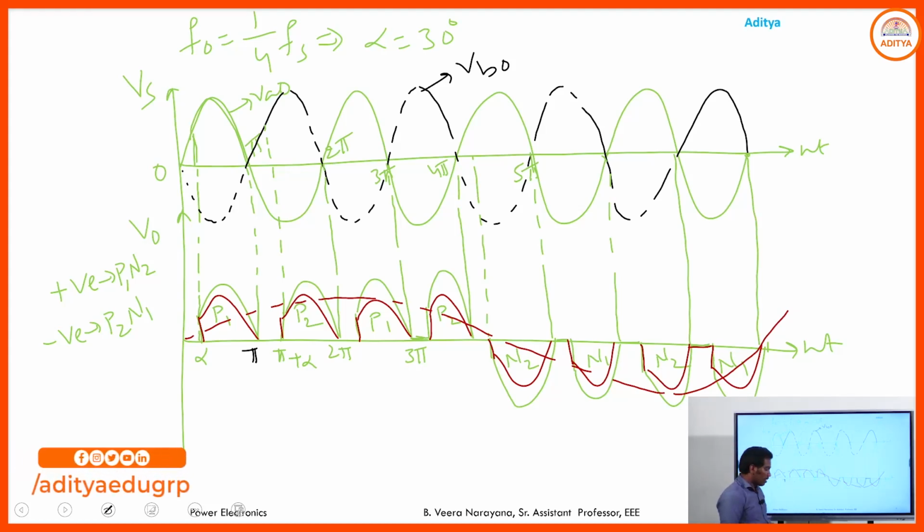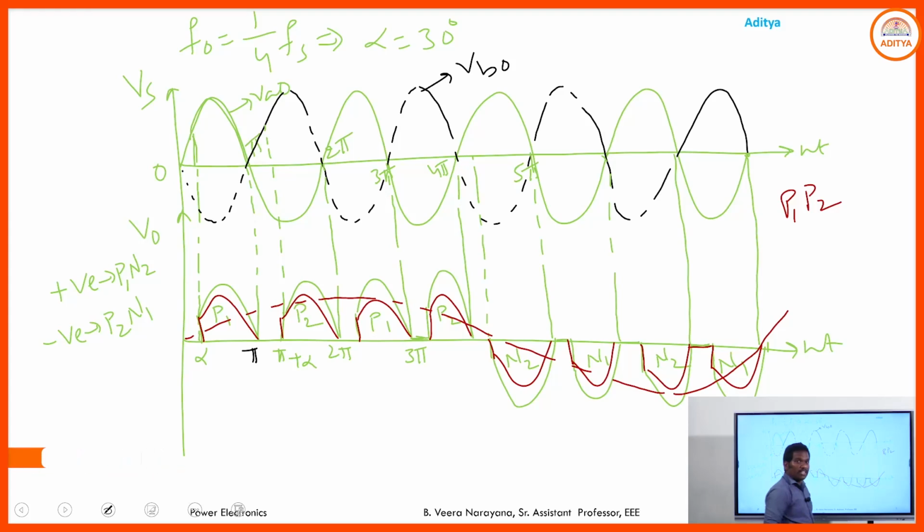So during the positive half cycle of the supply, P1, P2 are in forward bias. So instead of P1, we are getting P1, P2. During the negative half cycle of the supply, P3, P4. Then instead of P2, P3, P4 will be there. That is the main difference. And from the operation point of view, the output voltage and output current will be the same for both the midpoint type cycloconverter and the bridge type cycloconverter.